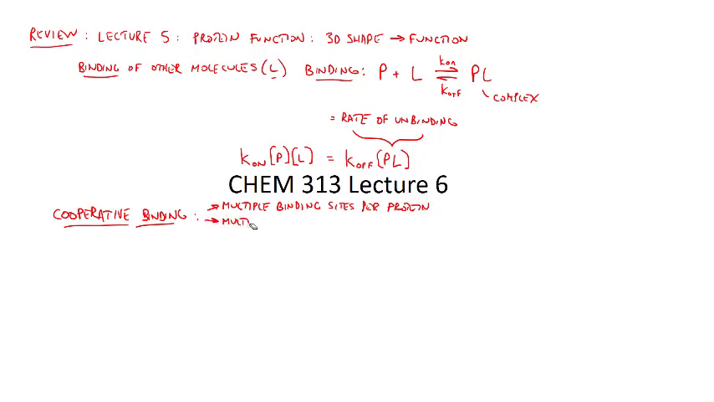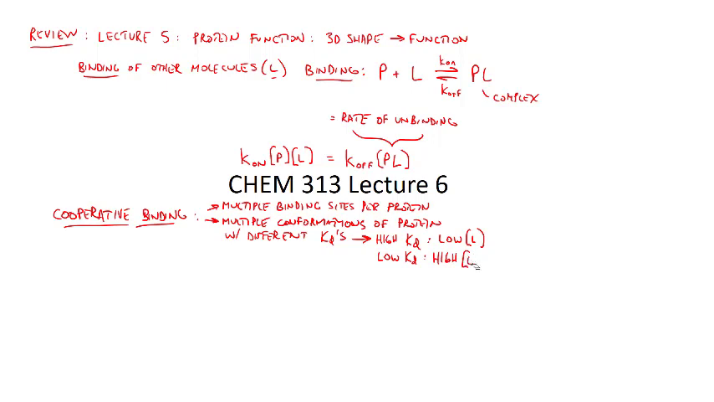And you also have multiple conformations of your protein, with different KDs. And the usual case is that we would have a low KD structure that is dominant when we have a low concentration of our ligand, a high KD structure, and a low KD structure that is dominant at a high concentration of ligand. There are exceptions, but that's the usual case.